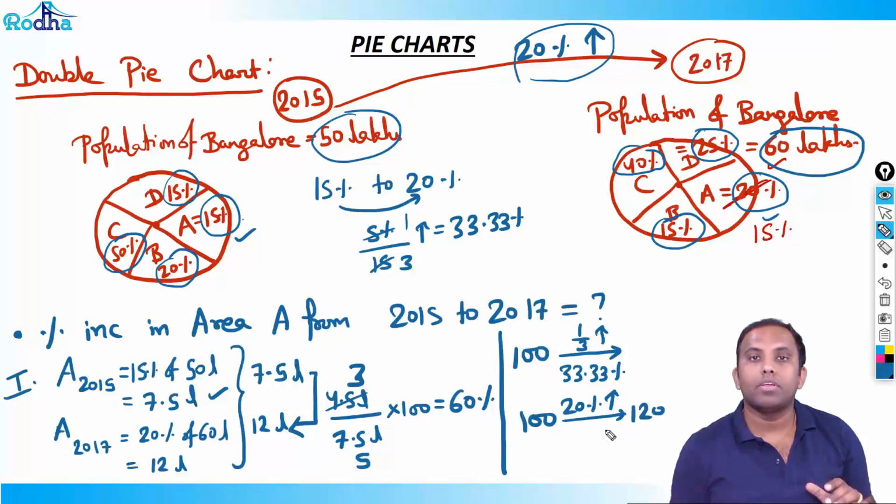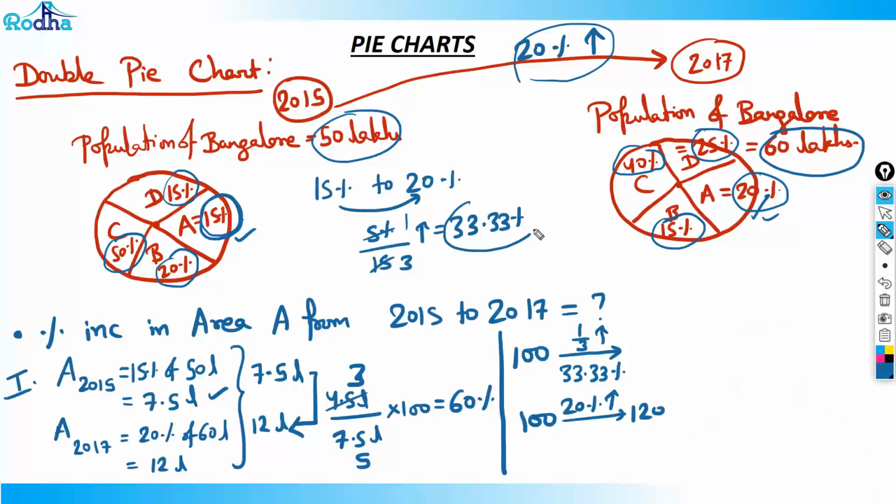It is 120. Now, the population has increased from 15% of the total to, actually, what is it? It is 20% of the total. That means it has increased by one third. 33.33% means it has increased by one third. So 120 further increased by one third. How much? 40 more. It becomes 160.